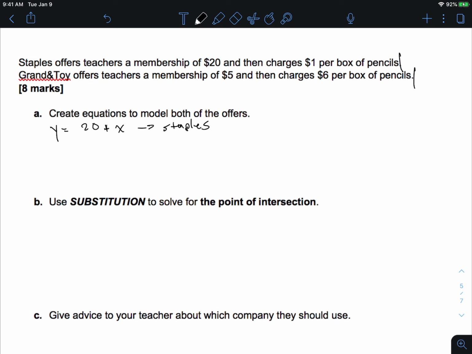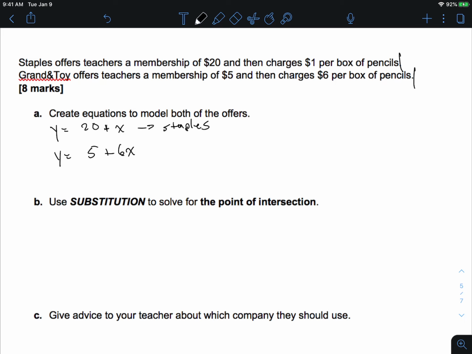Okay, you do the second equation. 20 plus x. So we're going to write it like the other ones too. So would this be an x? We can do that after. Why don't you just come up with the equation first? Just do the exact same thing. y equals 5 plus 6x, which is Grand & Toy. Yeah, that's what I got.